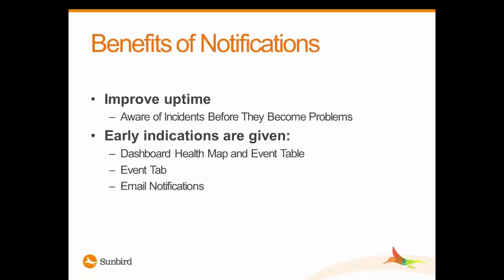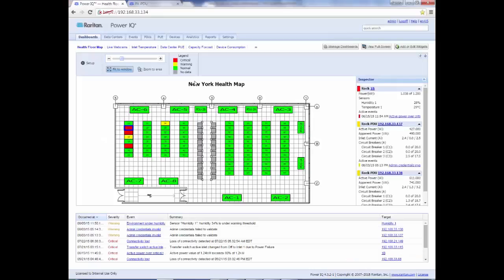The benefits of notifications are that they help you improve uptime. They allow you to be aware of incidents before they become problems. Early indications of incidents are given in the dashboard health map, event table, event tab, and by email notifications. So what is the benefit of setting up events and notifications?